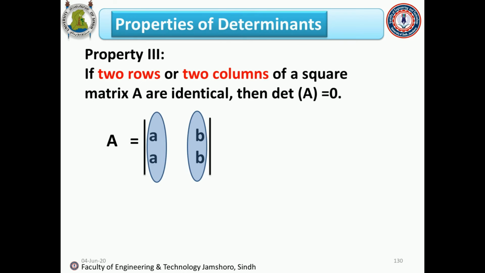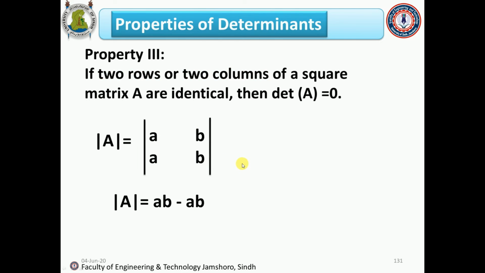Property number 3 also applies to two columns. If two columns are the same, then the result will be 0 as well. If we go further and take the determinant of it, AB minus BA, or you can write AB, the same thing. So both cancel each other and it becomes 0, hence proving property number 3 as well.